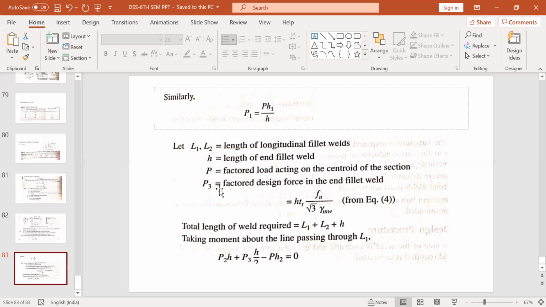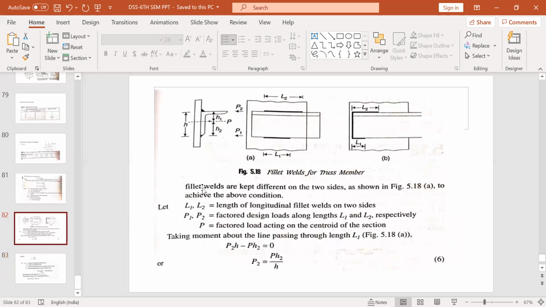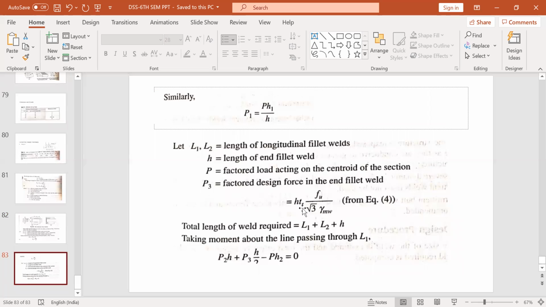Now, what is P3? P3 is the factored force in the end fillet weld, and this is given by H into t_t into fu by √3 gamma mw. What is the factored force here in this weld? It is given by that expression.